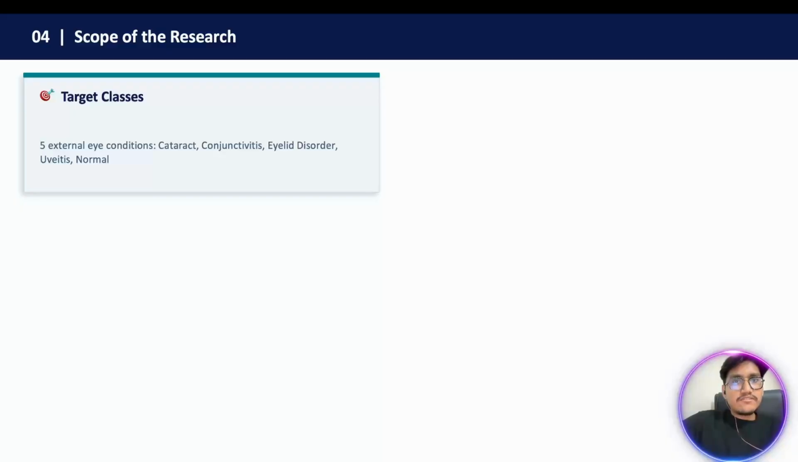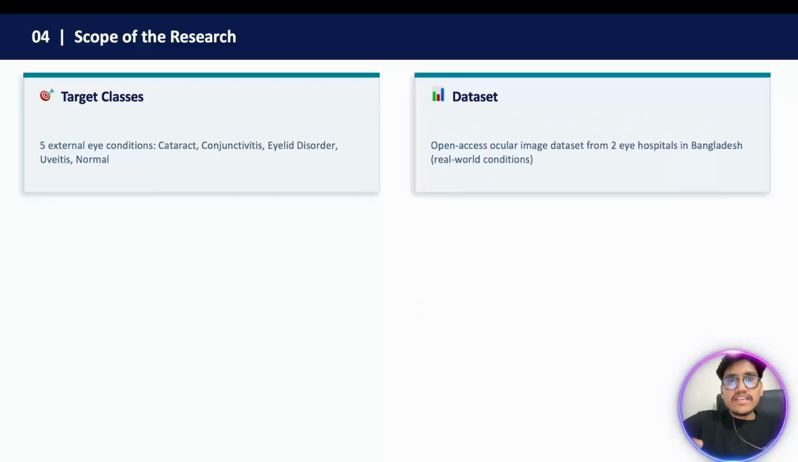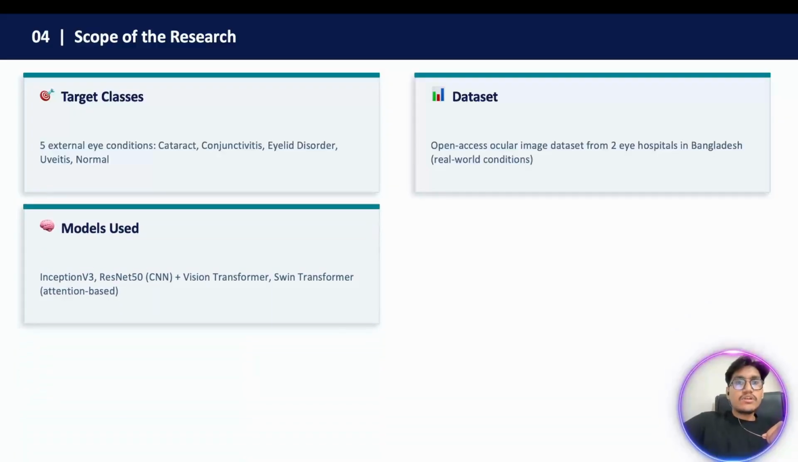And then the data set. The images come from an open access dataset that was collected from 2 actual eye hospitals in Bangladesh. This is important. It's real world data, not a carefully controlled laboratory dataset. The images have real world variations in lighting, angle, and image quality, which makes the classification task harder and the results more meaningful.